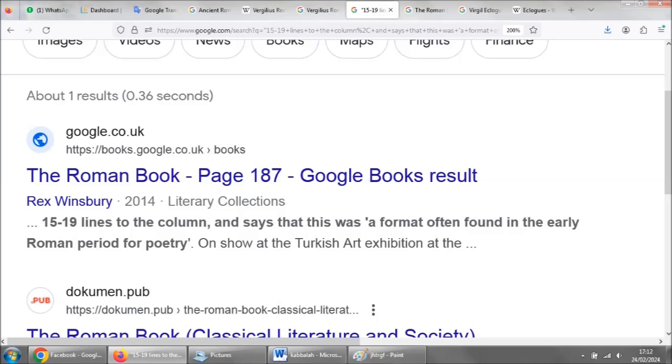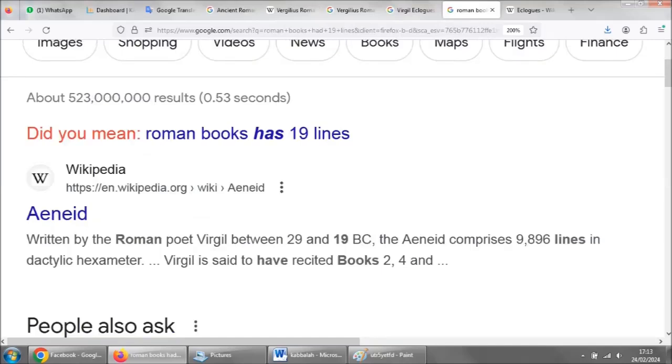Many people will look at this Roman poetry and think, it's got 19 lines, but it's nothing new. It was very common, and you will find it in Roman manuscripts and many other places. But what does this have to do with Shakespeare? For example, we're told here about the Roman poets. Yes, the Aeneid. You could read this.